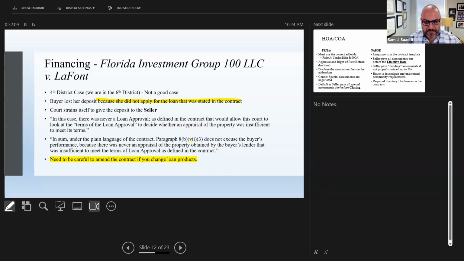I would actually say the same thing about FRBAR, because FRBAR has a provision that says once loan approval is obtained, the buyer shall notify the seller of loan approval. So if you get loan approval, I think you're going to be stuck going to closing or losing your deposit under both contracts, but I have not seen that case. That's just Sam Saad's theory. So it's a case-by-case basis.